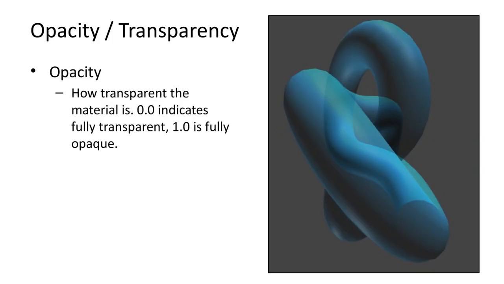The opacity of the material can be set as a parameter between 0 and 1. 0 being fully transparent, and 1 being fully opaque.